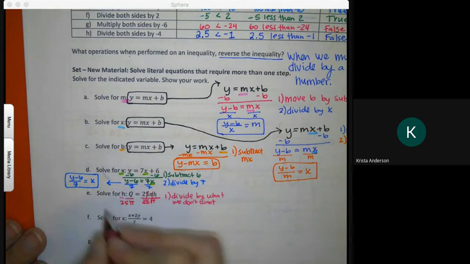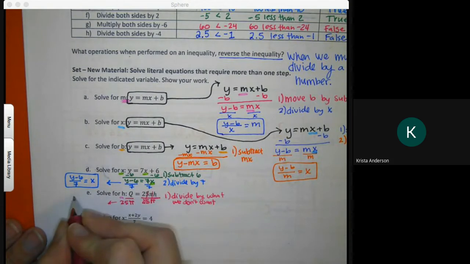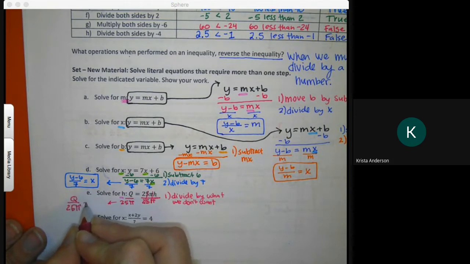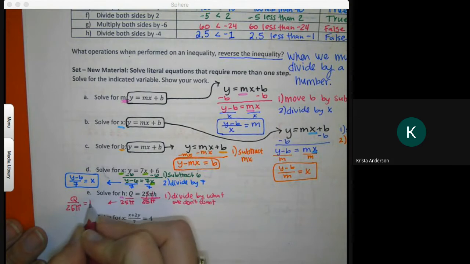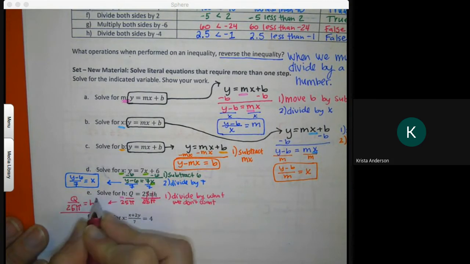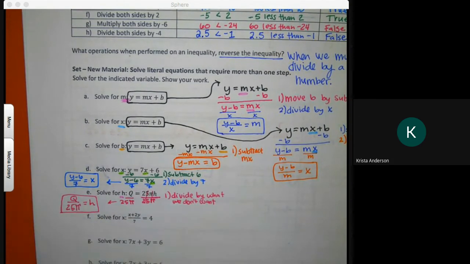I'm going to write it off to the side so it looks nice. Q is divided by 25 pi, and the H is now by itself. See how crazy it looks? But then it's really not that bad. Love those ones. They are nice.